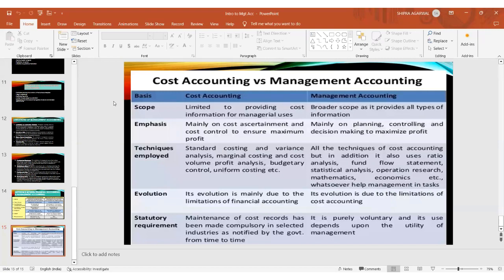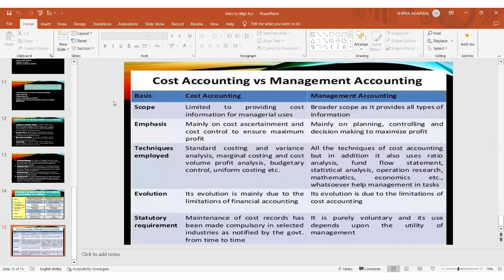Now, in case of cost accounting, the scope is limited because it provides information for managerial use, because ultimately the management only will decide the price of the product. But in case of management accounting, the scope is much broader and it provides all types of information depending upon what kind of decision is under consideration, right?